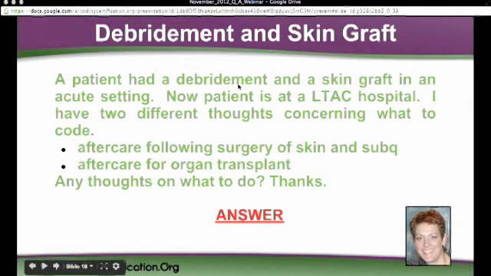But it did say they had a debridement and skin graft. They're now in a long-term acute care hospital. So I didn't get the sense that they were coming back on an outpatient basis for some aftercare for the fact that they had this graft.